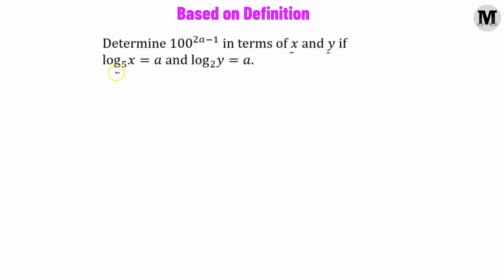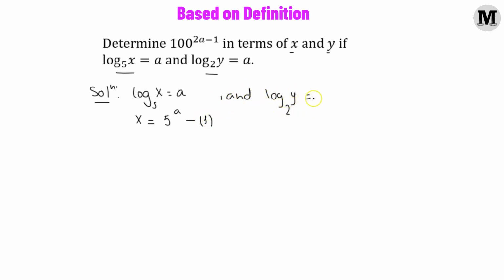So here we're given two logarithms, so let's begin with those. We have log of x to the base of 5, and that equals a. So that means x will be equal to 5 raised to the power of a. This is equation number 1. And log of y to the base 2 equals a, so that y will be equal to 2 raised to the power of a. This is equation number 2.